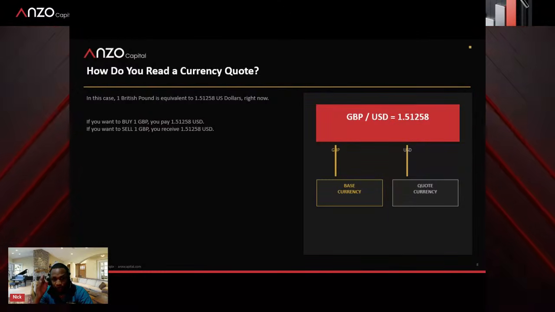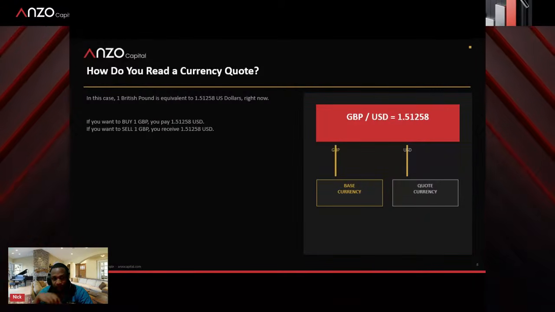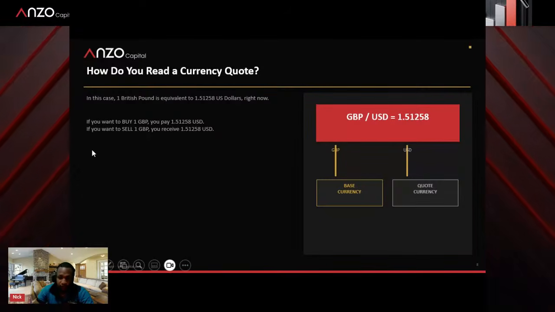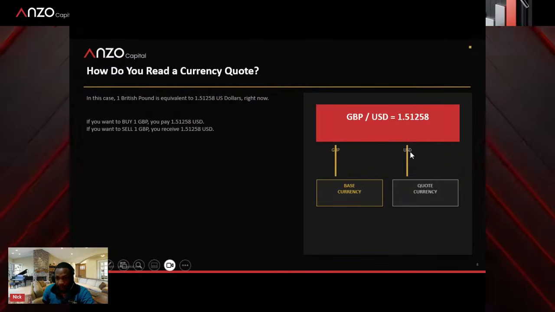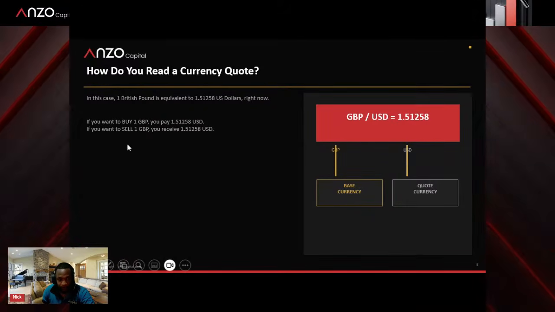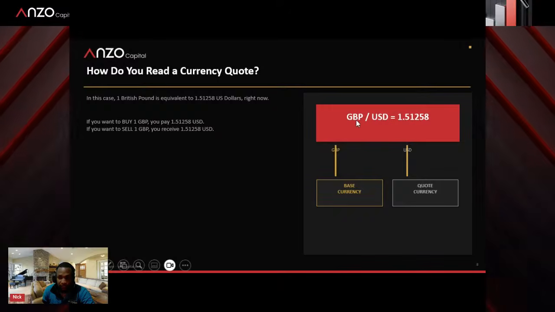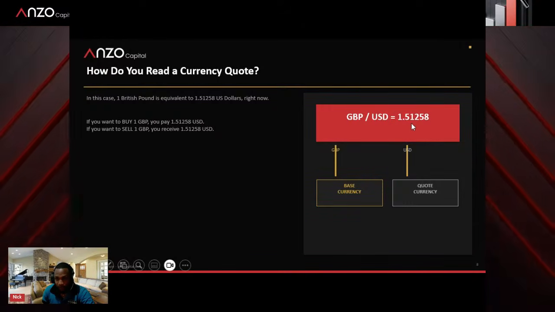One British pound is equivalent to 1.51258 USD at that moment, right? So if you want to buy one British pound, you will pay 1.51258 of the USD. Like I say, this is the base currency, this is the quote currency. The USD is the quote currency, the GBP is the base currency. The equation is as simple as, if I want to buy £1, I will pay this amount of the USD.